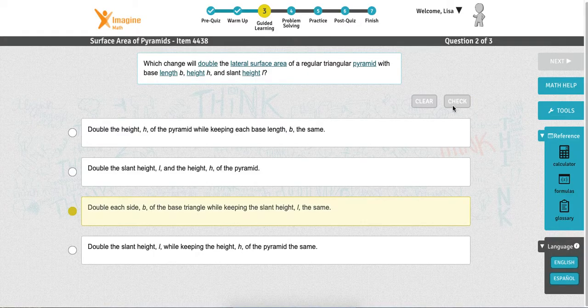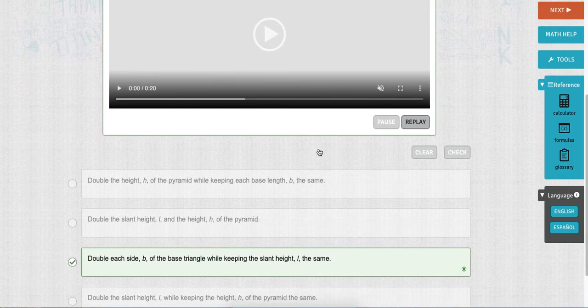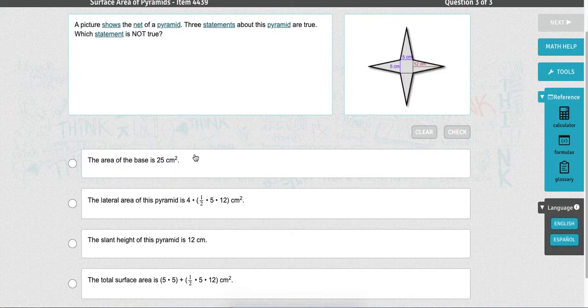Let's see. Aha! Because we doubled one of the sides and it didn't talk about that height. So we're going to move forward. Okay, now this is the third one.